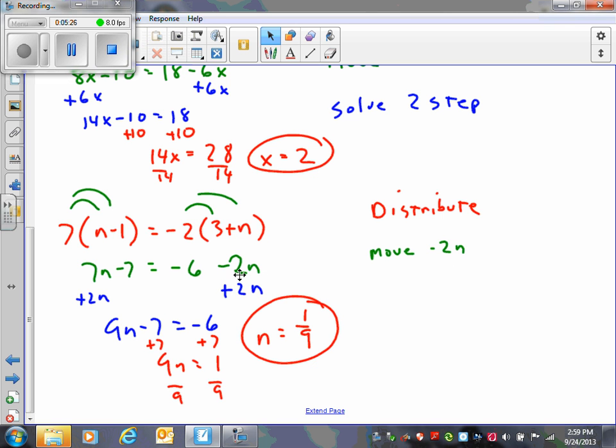Minus 2n is smaller than 7n, so I add 2n to cancel out minus 2n. 7n plus 2n is 9n. I still have the minus 7, I still have the minus 6. Add 7 to both sides, I get 9n equals 1. Divide both sides by 9, I get n equals 1 over 9. Can't simplify that one.